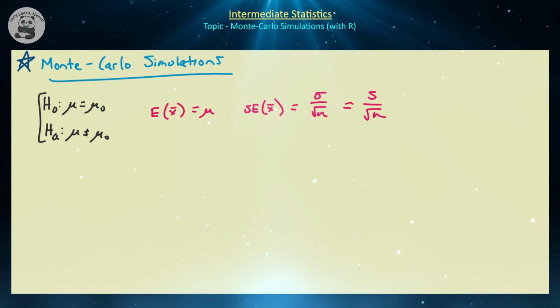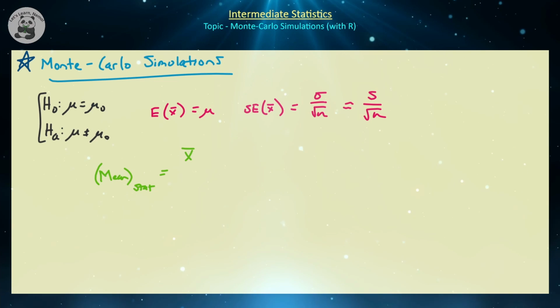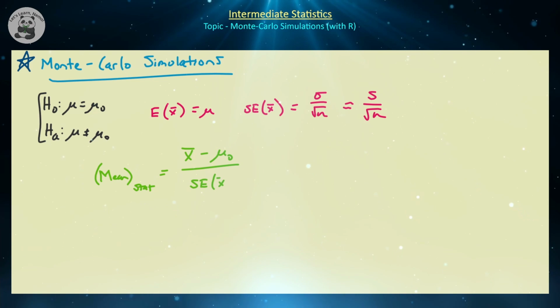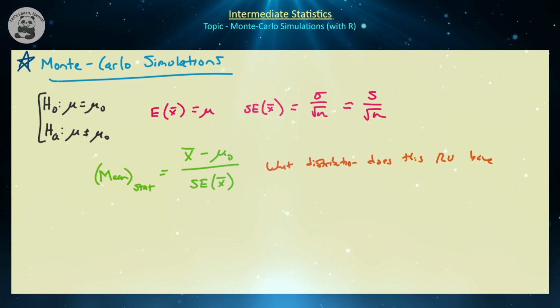So we would probably like to build a test statistic for this, and let's call it a mean stat, so a test statistic for the mean, and let's define it to be equal to x bar minus mu0 all divided by the standard error associated to x bar. So the main question that we seek to answer here is what distribution does this random variable have, right?